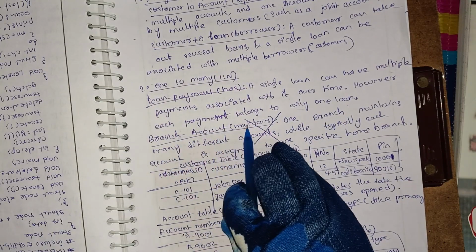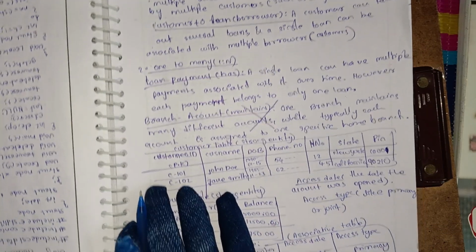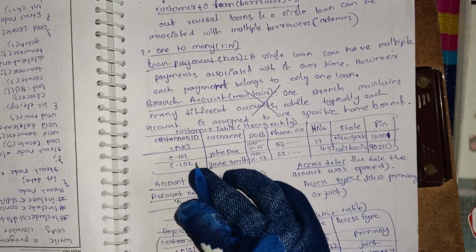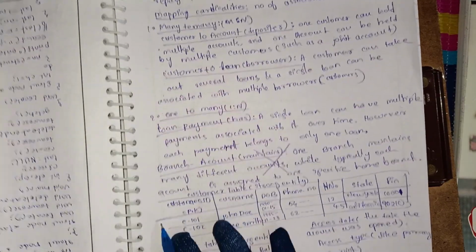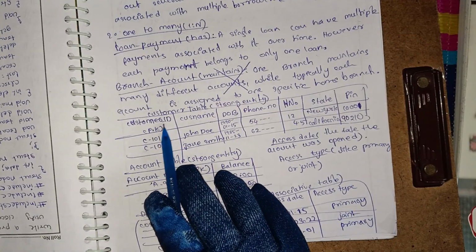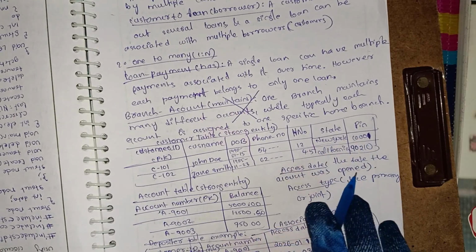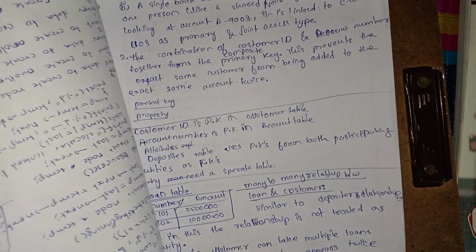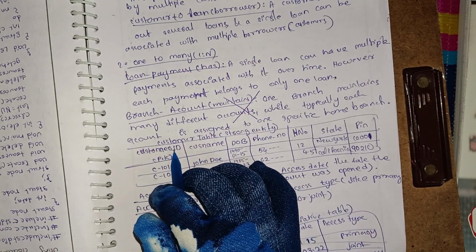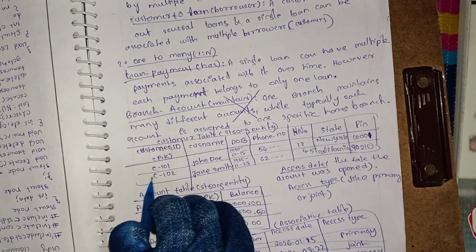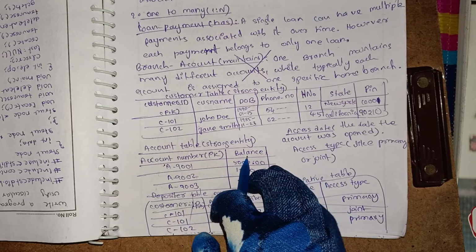So first, branch to account. Okay, no, it is not here. So first is customer and account entities, so it has a many to many relationship. The customer table has customer ID, customer name, date of birth, phone number, house number, state, PIN. Here customer ID is the primary key in the customer table, and in the account table account number is the primary key, and another attribute is balance.